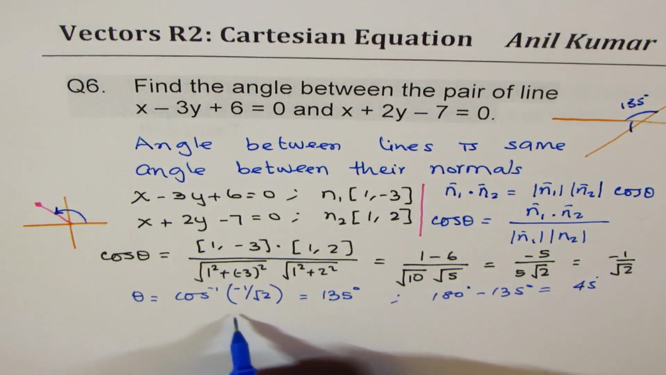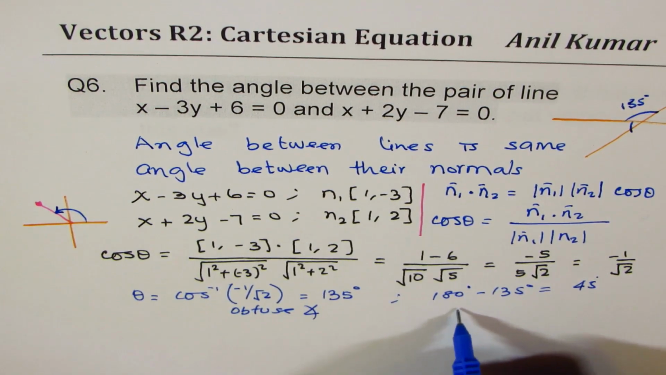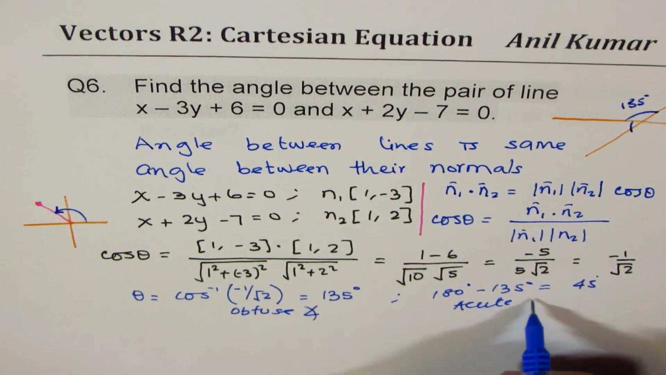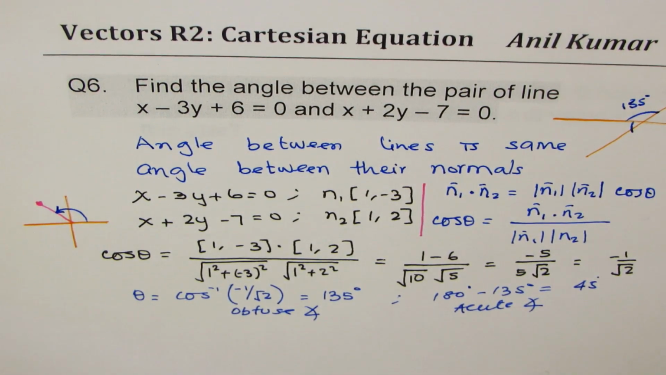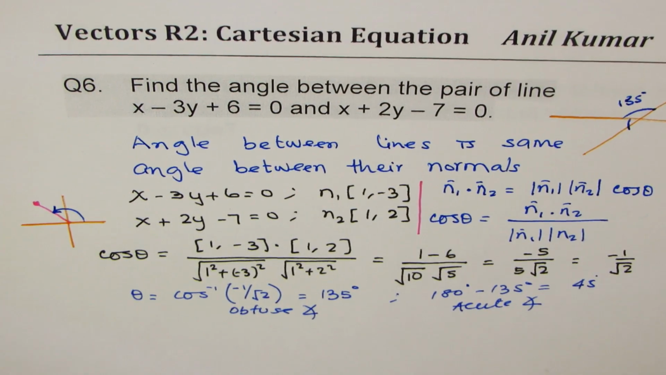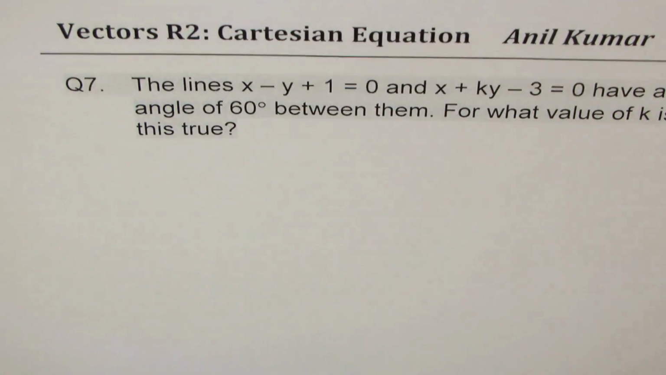So that is the obtuse angle, and this is the acute angle. Sometimes you may be asked to find the acute angle, or it may be specified. But anyway, you understand the concept: use the dot product and get your answer, right? So let's move on. Here is question number 7 for us.